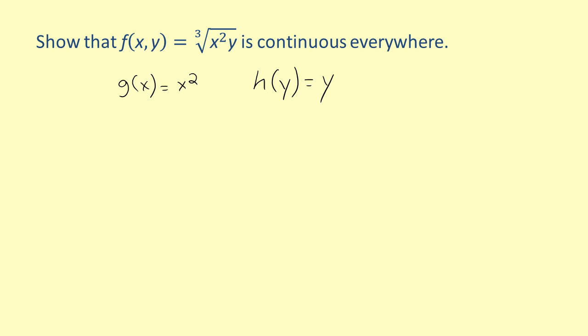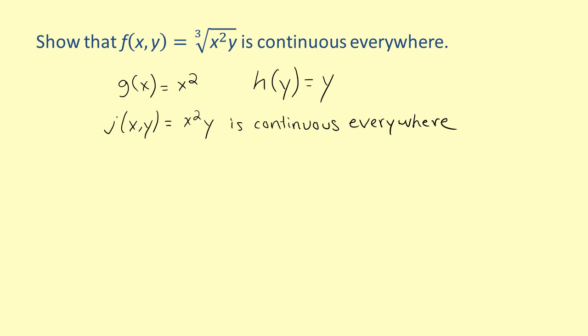We know that both x squared and y are continuous for all real numbers, so by the product of continuous functions theorem, g of x times h of y is a continuous function. If we let j of x,y equal x squared y, we see that j of x,y is continuous everywhere. Comparing f of x,y to j of x,y, we see that f is the cube root of j.